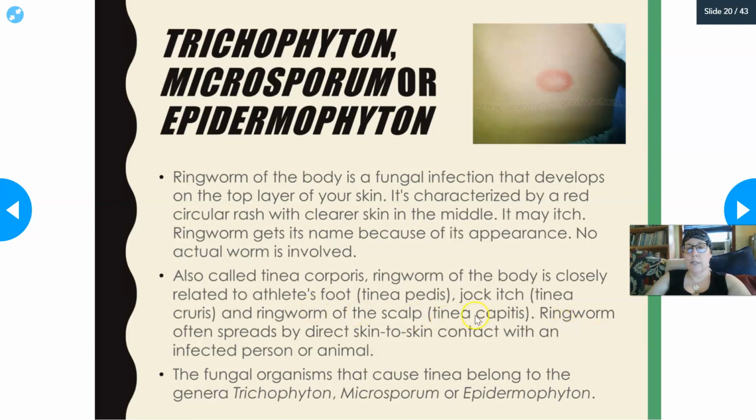With tinea capitis in the scalp, you can get it if you share a hairbrush or a comb, which is why barber shops put their tools in a blue liquid that kills all that stuff, so that it doesn't spread from client to client. So again, the fungal organisms that cause tinea, the fungal infections that affect humans, belong to the genera Trichophyton, Microsporum, and Epidermophyton.